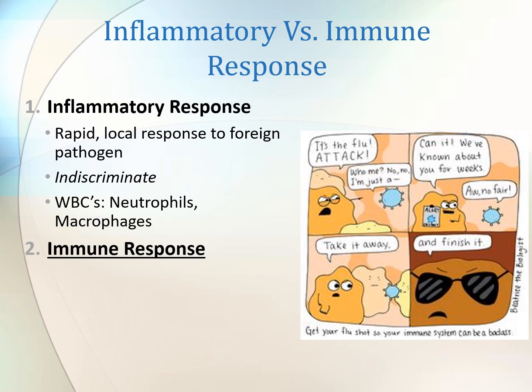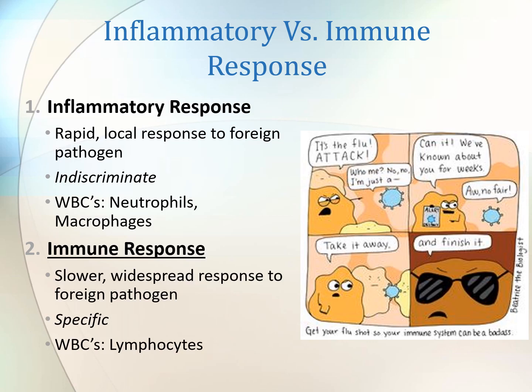Versus the immune response is a little bit different. It's a slower response, but it's very specific. The lymphocytes that are targeted for that specific pathogen are going to come and kill that pathogen. Okay, so there are certain lymphocytes in the body that are trained to kill that specific pathogen. These guys are really only the lymphocytes. The lymphocytes are the main players of the immune system. Okay, and I love that cartoon.